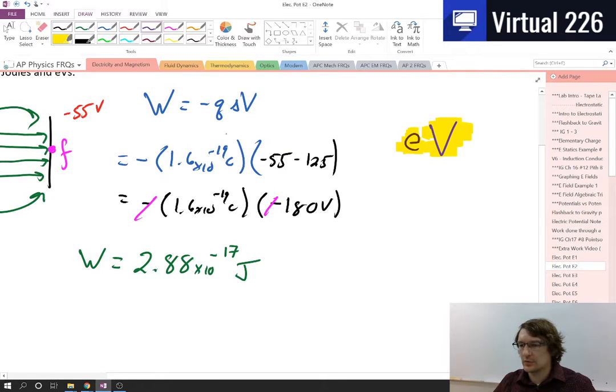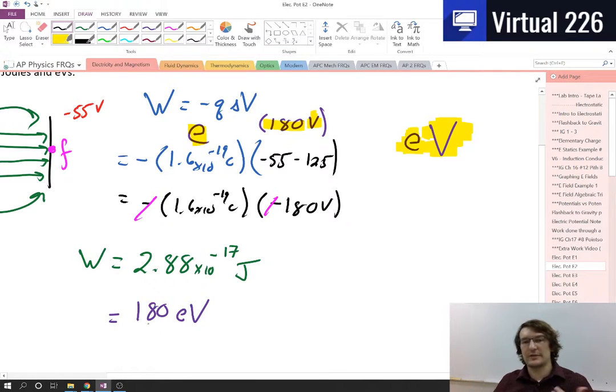Well, if this is a proton, this 1.6 times 10 to the minus 19 is an elementary charge. And how many volts do we have? We have 180 volts, and we got rid of the negative. So this right here in electron volts is just 180 electron volts. We take the 180, the elementary charge, the voltage, and boom, that's it. 180 EVs.